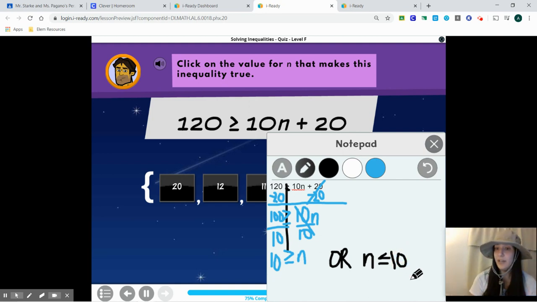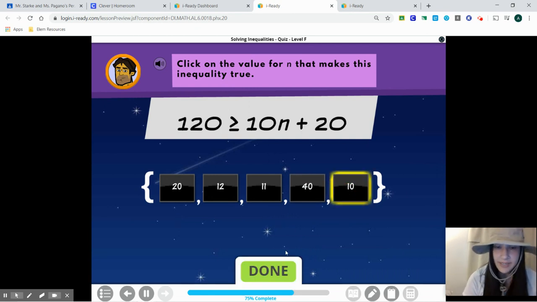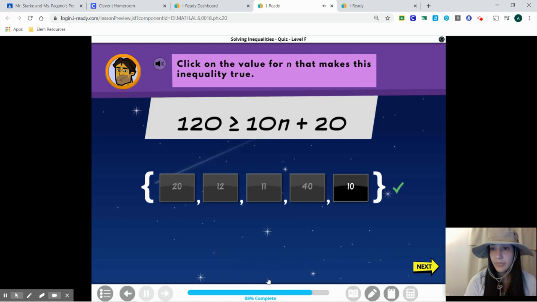So we know we can have 10 or any number less than 10. So let's look here. We have 10. Nothing else is less than 10, so that's the one we must want. And very good. And let's just double check. So 10 times 10 would be 100. 100 plus 20, 120. And 120 is equal to 120. Good to go.